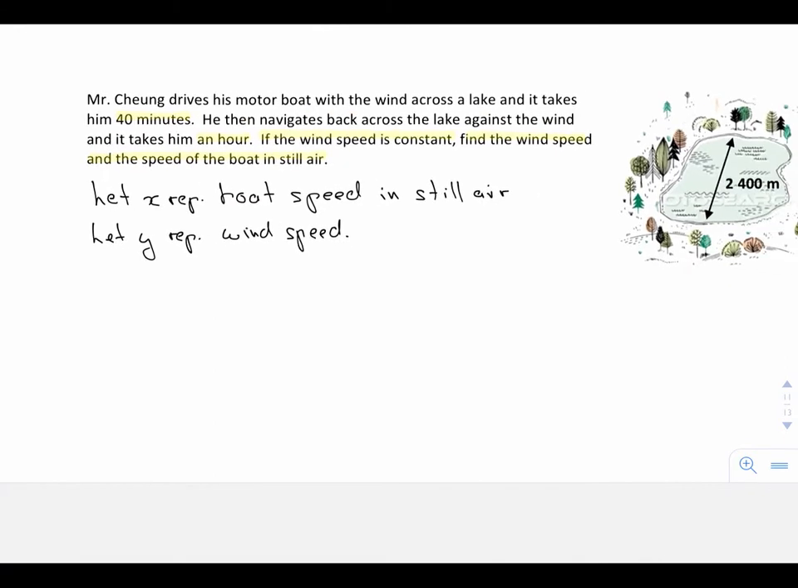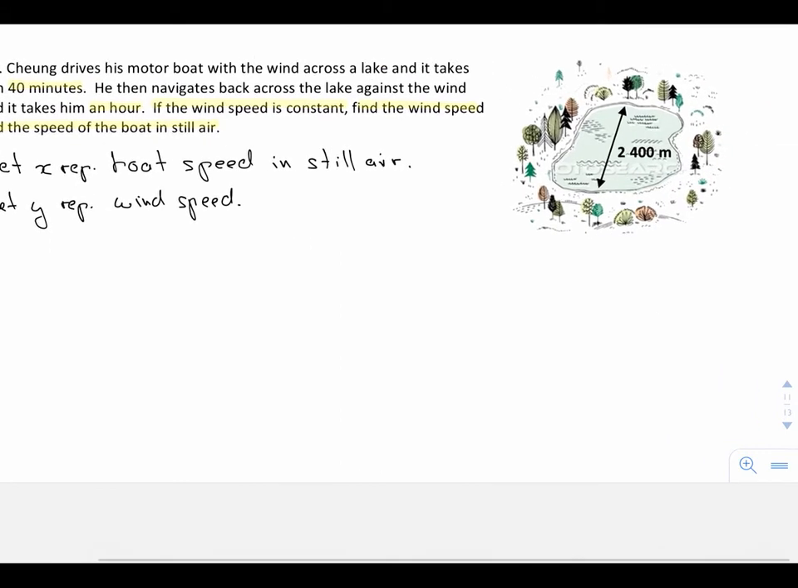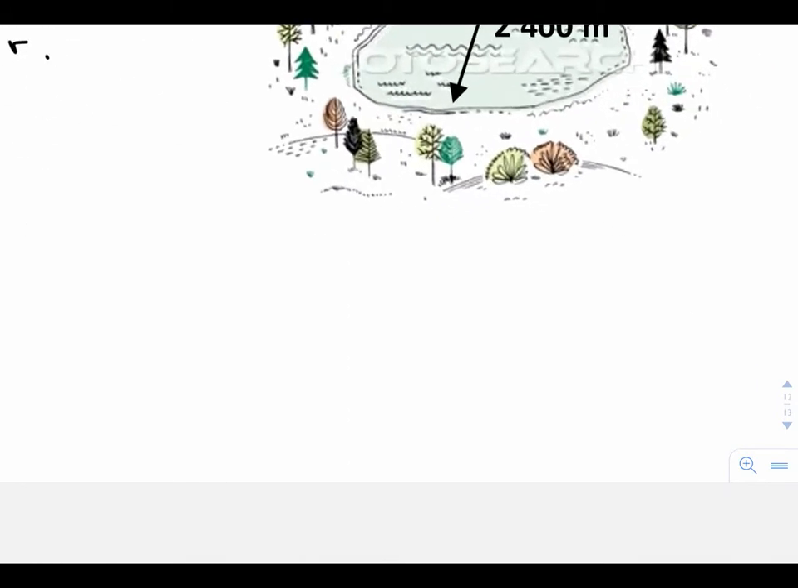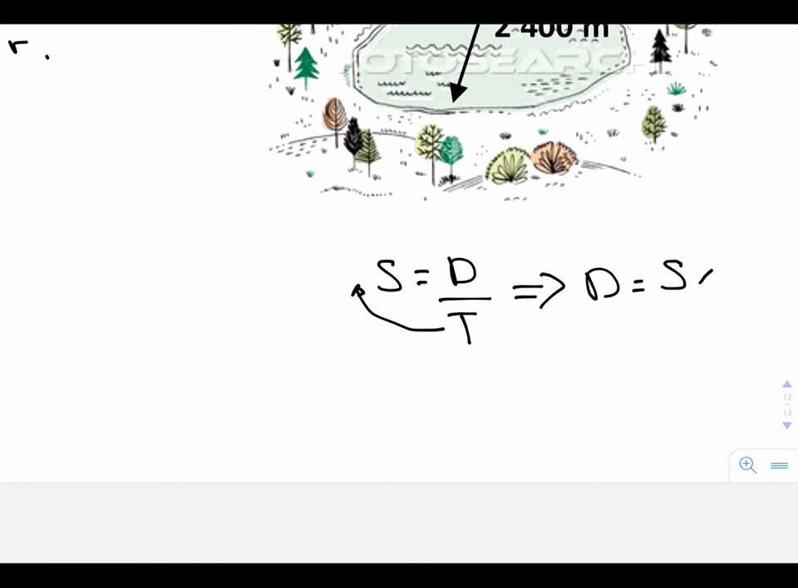Now, before we begin setting up our equations, we need to recall some facts. I know that speed is equal to distance over time. If I rearrange this equation and solve for distance, and I put the time there, I get distance is equal to speed times time. So we're going to use that equation for distance when putting together our equations.